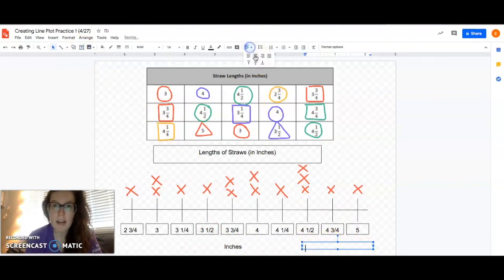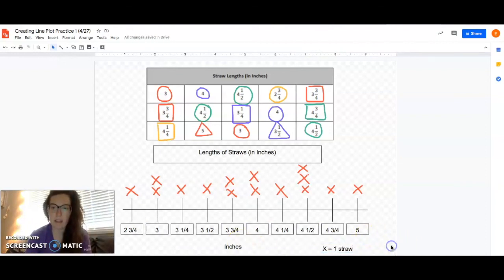I need to make sure to let my reader know that an x is equal to 1 straw of that particular length. Awesome. Now, I need to make sure I double check. I need to make sure that the number of x's matches the number of values up here. 1, 2, 3, 4, 5, 6, 7, 8, 9, 10, 11, 12, 13, 14, 15. Awesome. I didn't forget to put any values on my line plot.